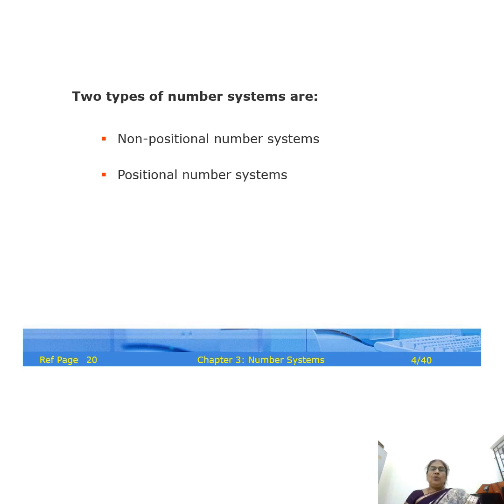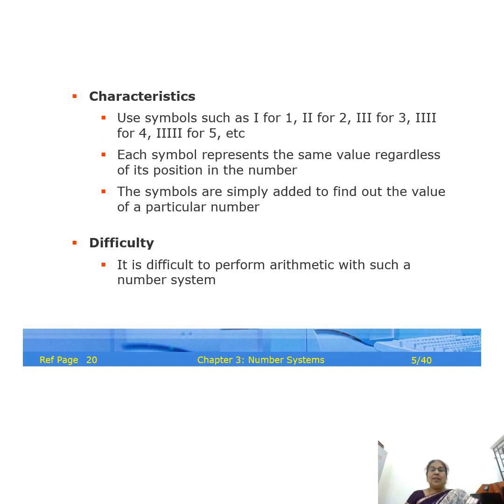In computers, there are two types of number systems being used. First one is the non-positional number system. Next one is the positional number system. The characteristic of the non-positional system is that it uses symbols such as I for 1, and Roman numerals are used for the number system, III for 3, as shown in the slide. Each symbol represents the same value regardless of its position in the number. The symbols are simply added to find the value of a particular number. The difficulty with this system is that it is hard to perform arithmetic with such a number system.